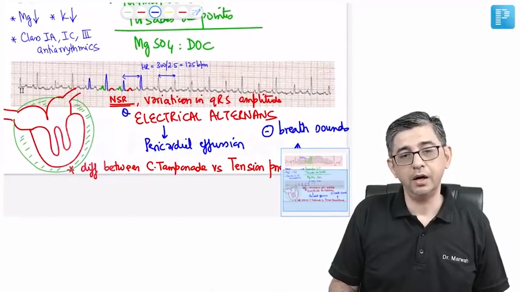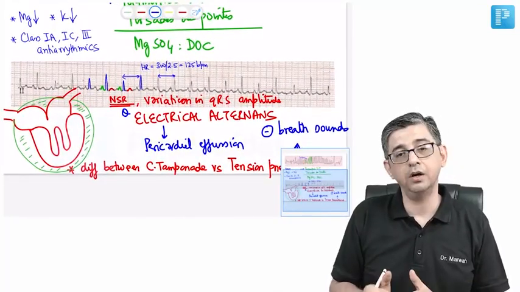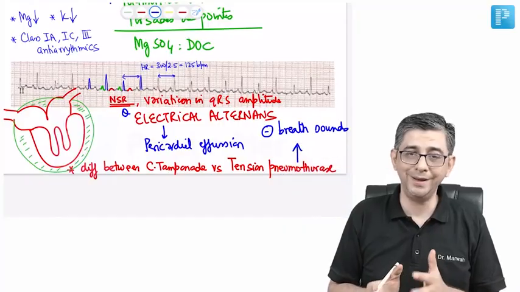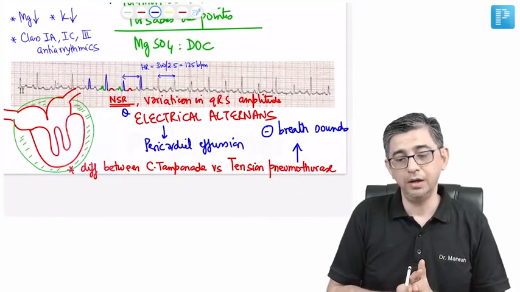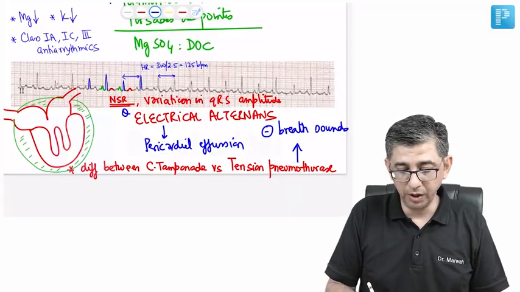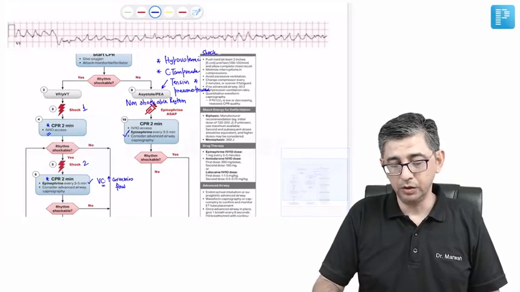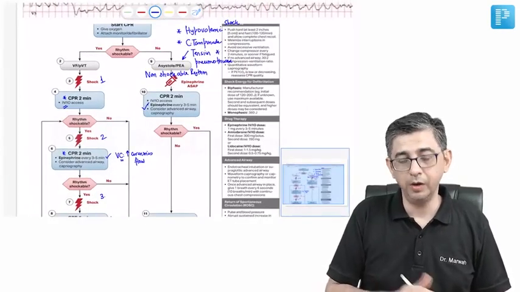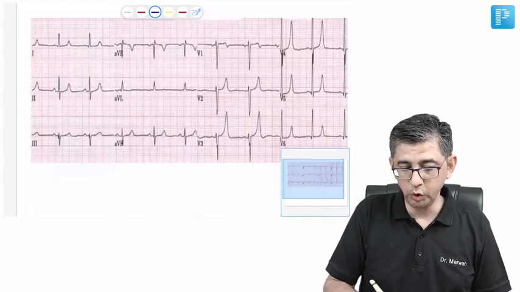Cardiac tamponade would develop in pericardial effusion once the fluid increases in amount and it crushes the heart from outside, and it would limit the filling of blood in the heart. The aspect of non-shockable rhythm is what I've already explained to you.